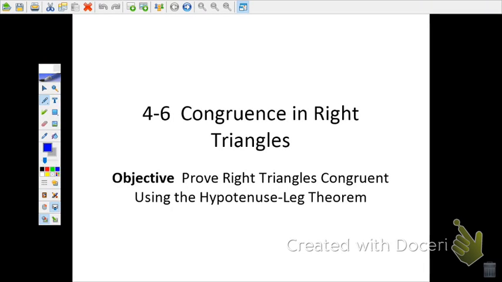Today we will be looking at section 6 of chapter 4, which is dealing with congruence in right triangles. Up to this point, we could have any kind of triangle. Today is focusing on right triangles. We're going to be able to prove right triangles are congruent using the hypotenuse leg theorem, which is abbreviated HL. The key thing to remember with this theorem is that it only works for right triangles.